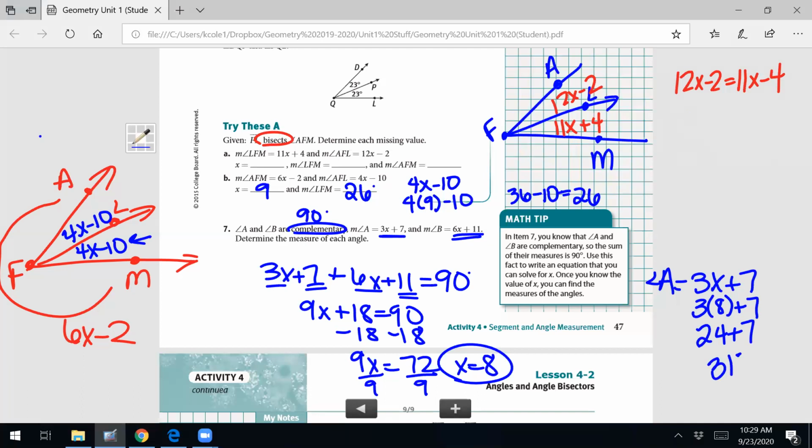Now, if that's 31 degrees, you could plug in and do the other one, or you could simply just subtract from 90. So what's 90 minus 31? Well, that's 59 degrees. Okay, so the measure of angle A is 31 degrees. The measure of angle B is 59 degrees.